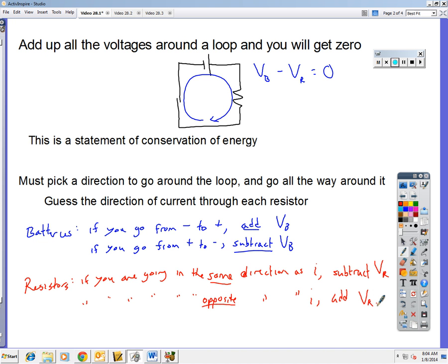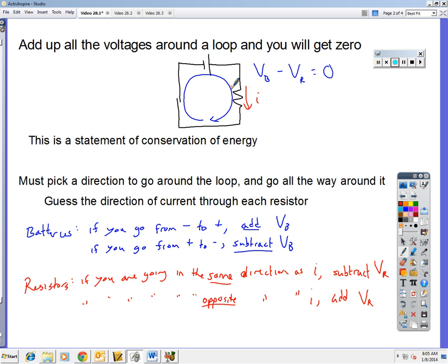The reason for this, like in this circuit, we would guess that the current goes that way. And so we're going in the same direction as the current, VR. The reason for that is that when you have a resistor, the current flows from the high voltage side of the resistor to the low voltage side. And so if you're going in the same direction as the current, you're going from high to low, and so you have to subtract that voltage drop.